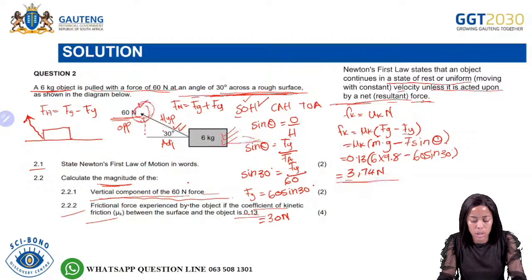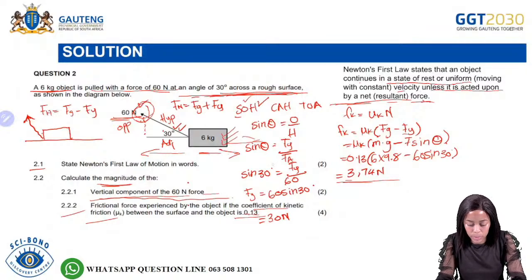Of motion. So if the object is being pulled to the left, it means the friction will be in which direction? To the right. And then if the object is being pulled to the right, it means that the friction will be in which direction? It's going to be to the left.